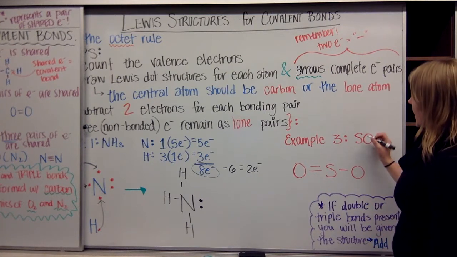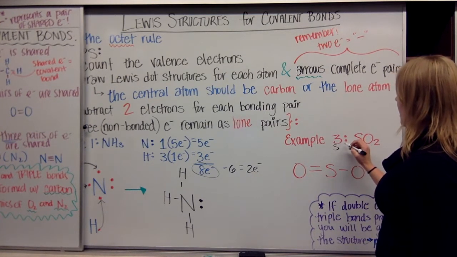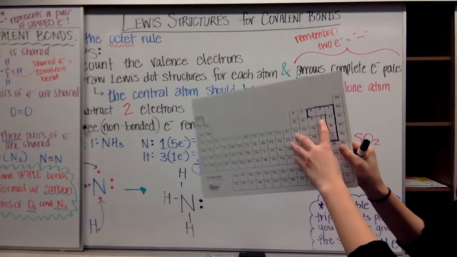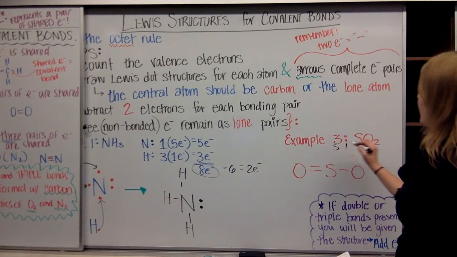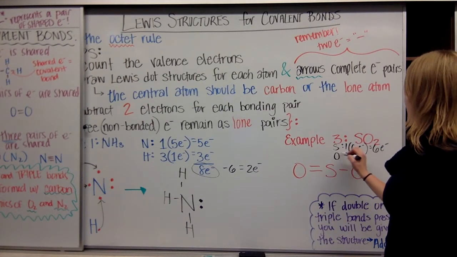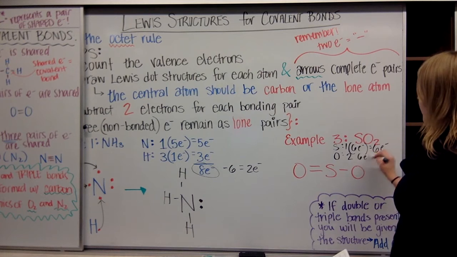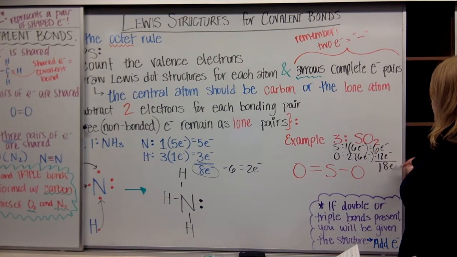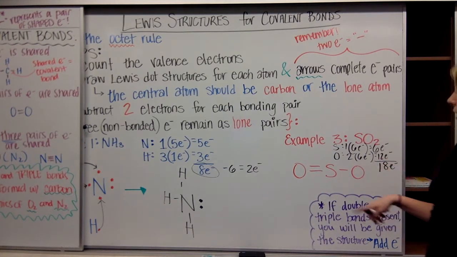So again, I'm going to count up my valence electrons. I have 1 S. If I look at S here, it's in oxygen's group, so it has 6 valence electrons. I have 2 oxygens. They each have 6 valence electrons. That's 12. So I need to show a total of 18 valence electrons. Where am I going to show them?